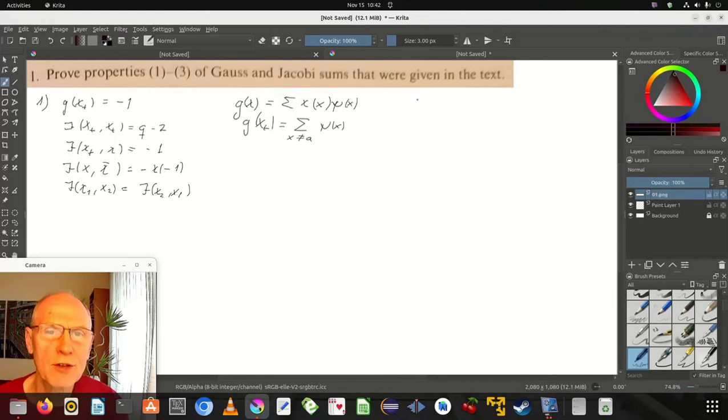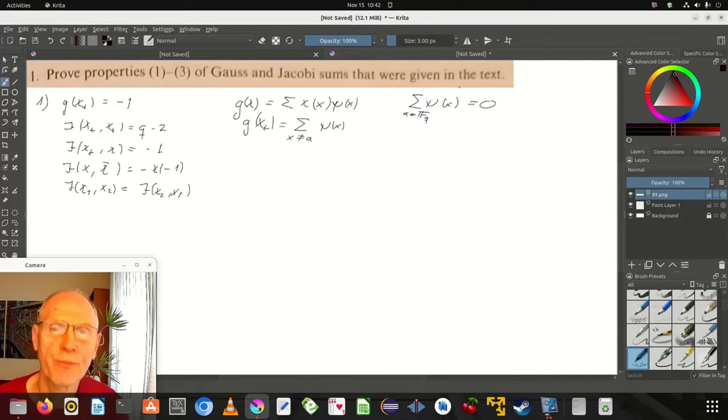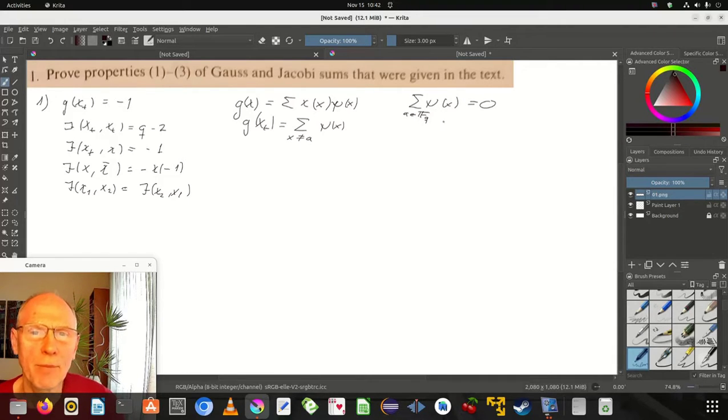I believe the sum of all the values of the additive structure will vanish. F_q, now the additive structure, how can we prove they all vanish? That the sums.